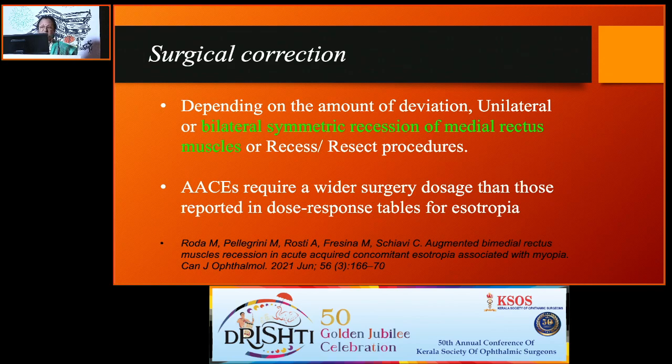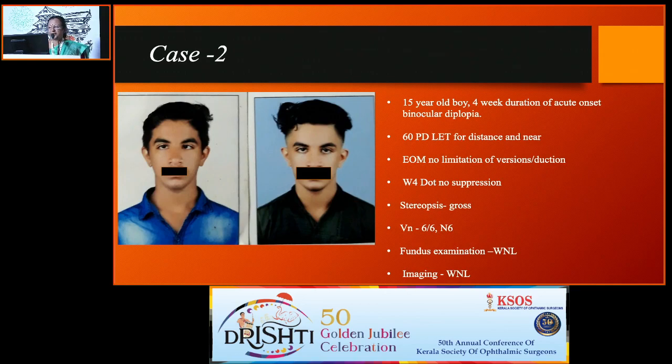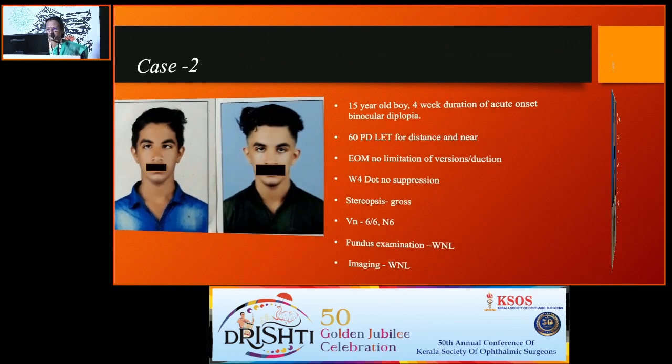The surgical correction depends on the amount of deviation, unilateral or bilateral, symmetric recession of the medial rectus. All our patients underwent bimedial recession. I'll show you the results. This is a 15-year-old boy, 4 weeks duration of acute onset of binocular diplopia. 60 prism diopter esotropia was there. As I already told you, the extraocular movements were normal. There was no suppression. Stereopsis was normal. Vision, fundus, and imaging were normal. This is the pre-op and post-op picture of that patient.